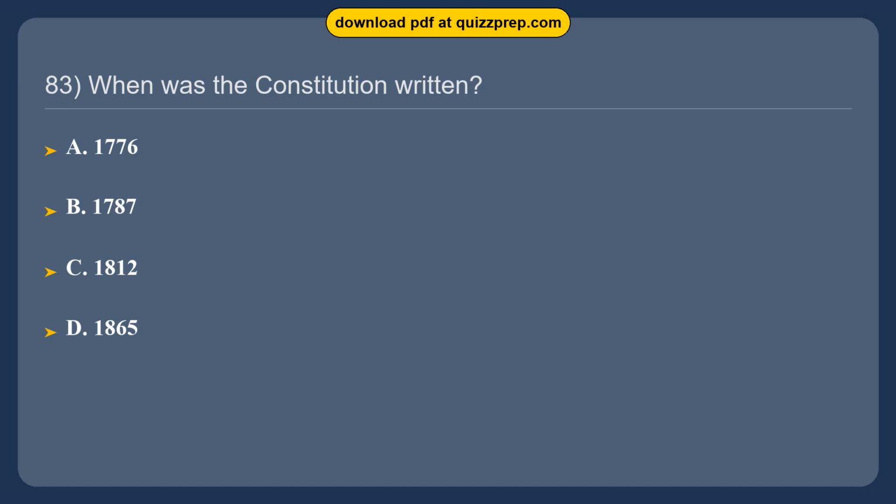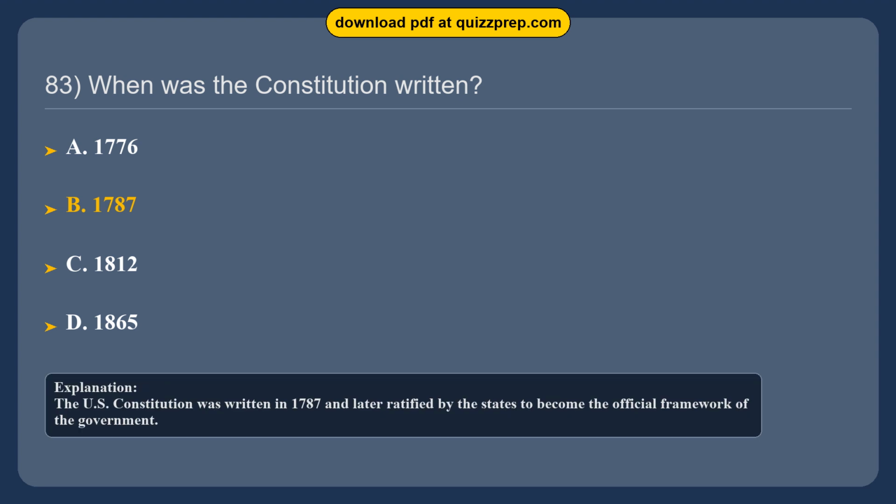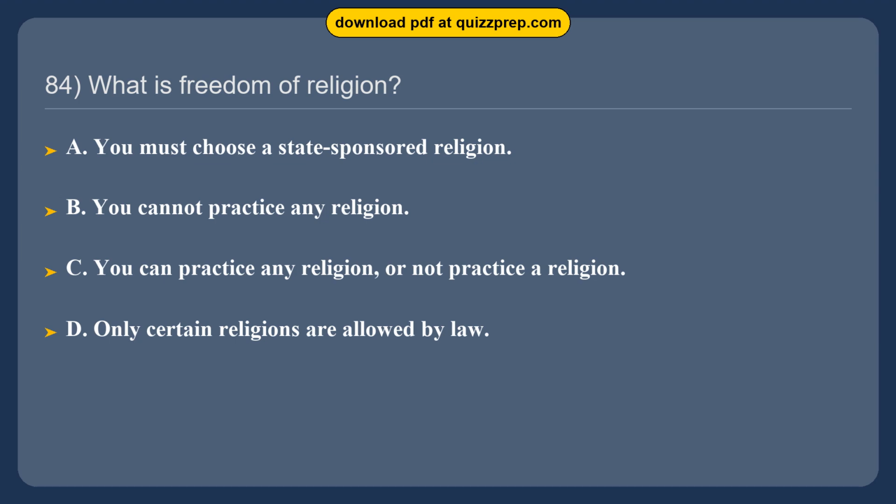Question 83. When was the Constitution written? Option A, 1776. Option B, 1787. Option C, 1812. Option D, 1865. The correct answer is option B, 1787. The U.S. Constitution was written in 1787 and later ratified by the states to become the official framework of the government.